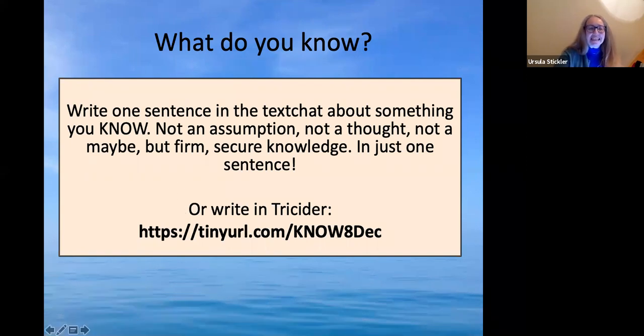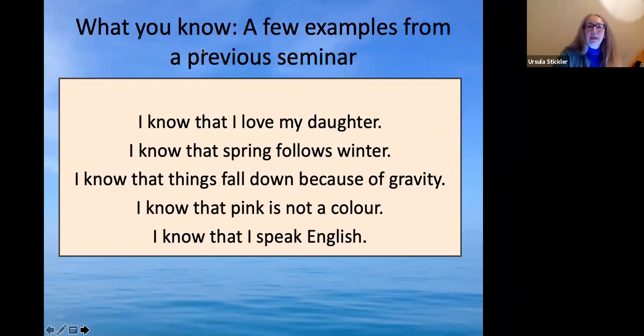Let me go back to my slides and give you a few examples of sentences that other students have given me before. This is what I've prepared earlier, as we do in teaching. In case you hadn't given me any sentences, I've prepared a few that show the different kinds of knowledge. But actually in the text chat, you already covered all of these different types. I know that I love my daughter. I know that I love chocolate. This kind of firm, secure knowledge. I know that spring follows winter, or I know that things fall down because of gravity.